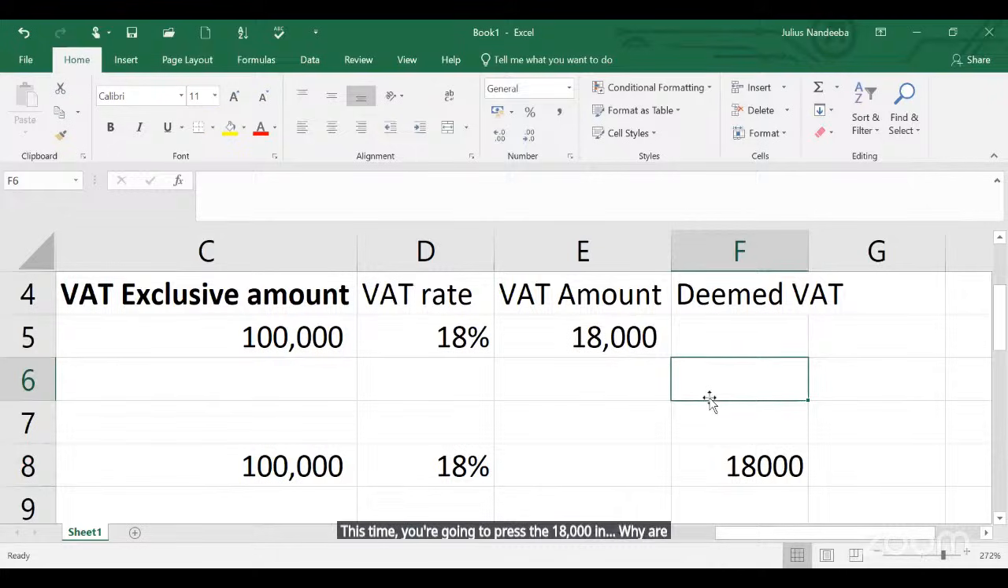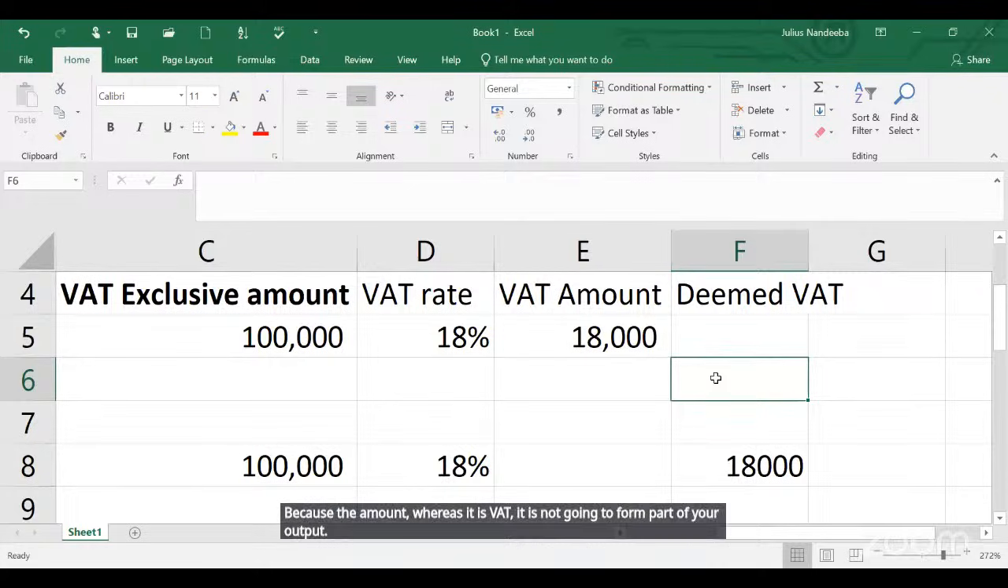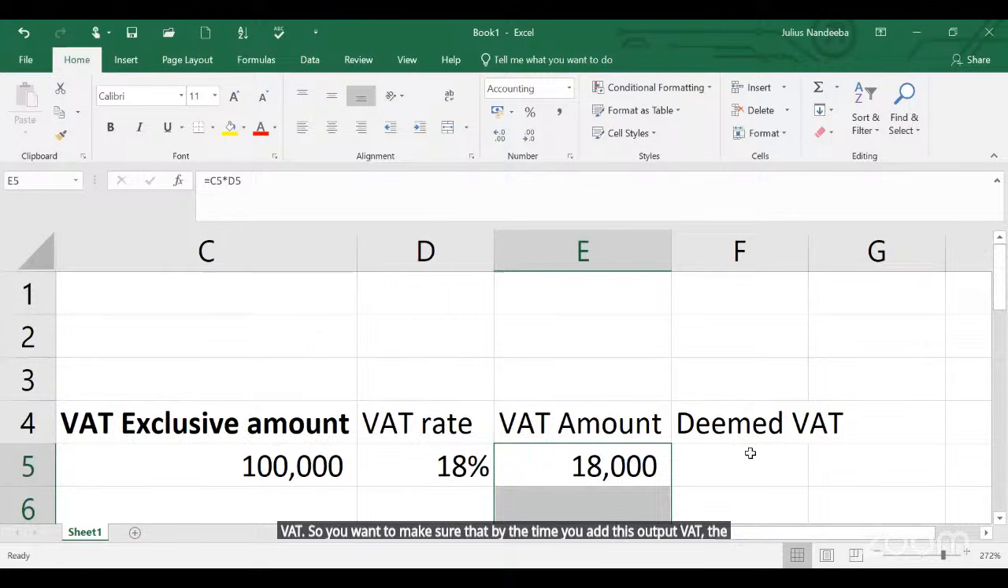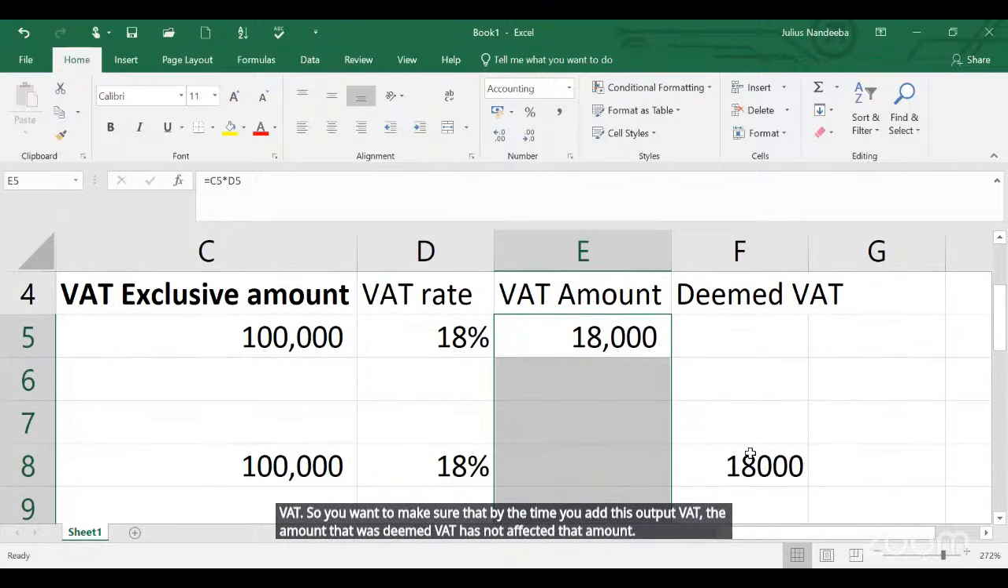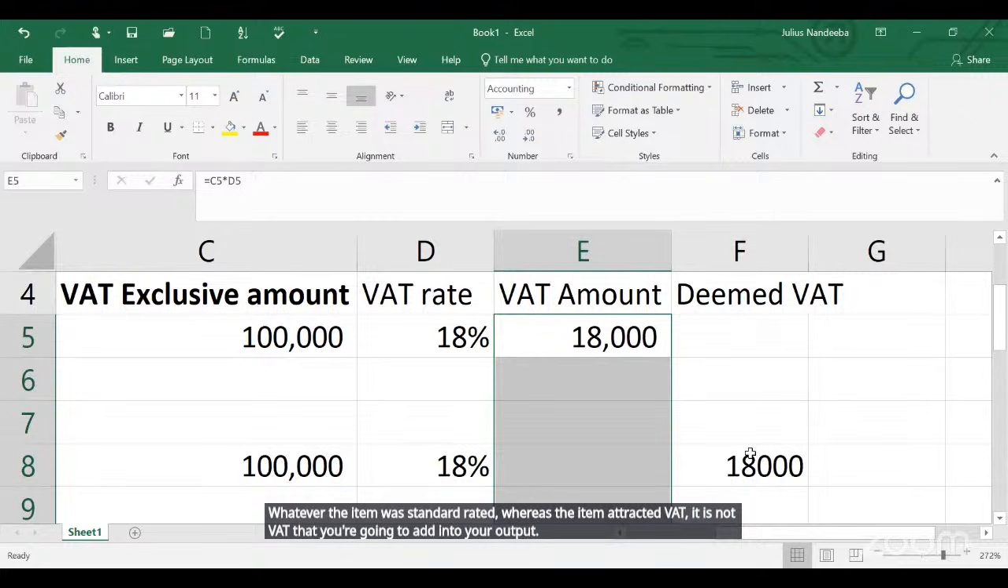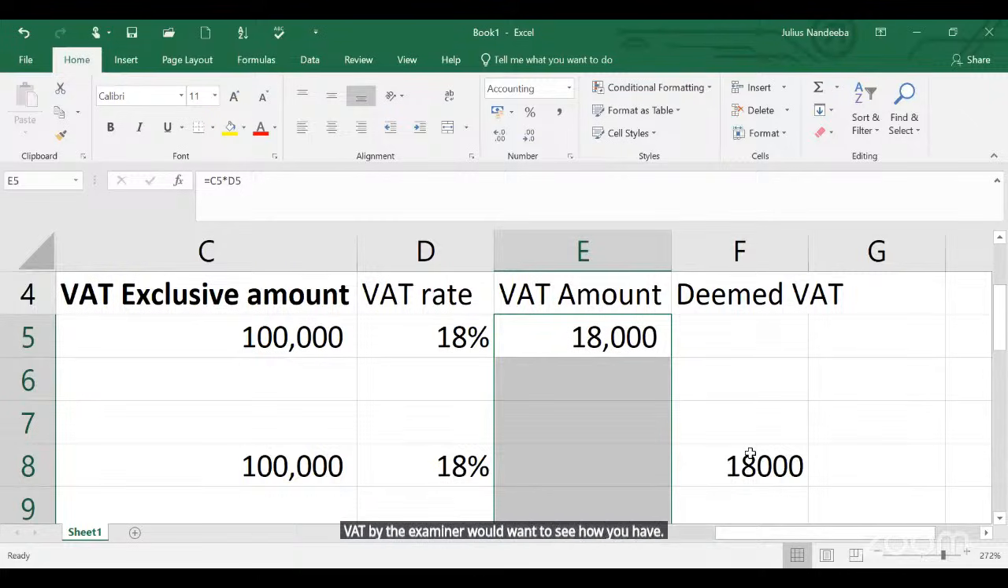Why are you separating them? Because the amount, whereas it is VAT, is not going to form part of your output VAT. You want to make sure that by the time you add the output VAT, the amount that was deemed VAT has not affected it. Deemed VAT is not VAT that you pay to URA, because you did not collect it. Whereas the item attracted VAT, it is not VAT that you're going to add into your output VAT, but the examiner would want to see how you have calculated it. The rate remains 18%, but the amount is treated in a separate column.